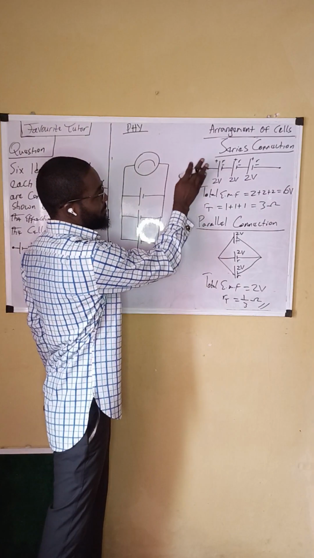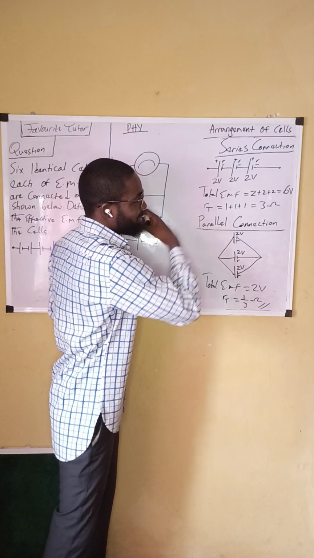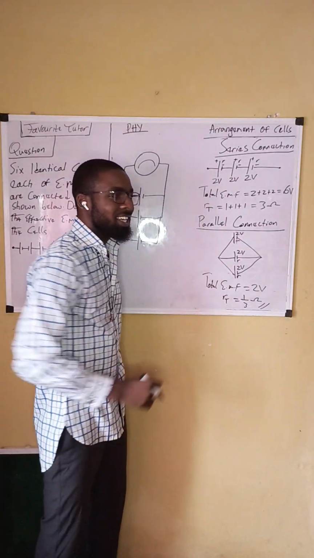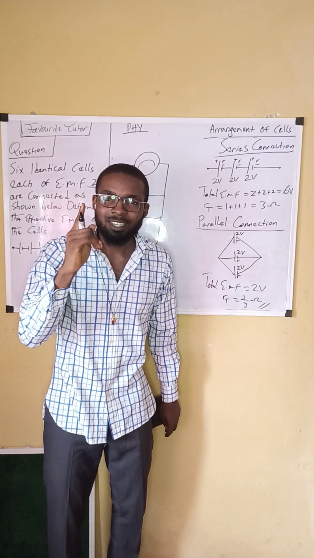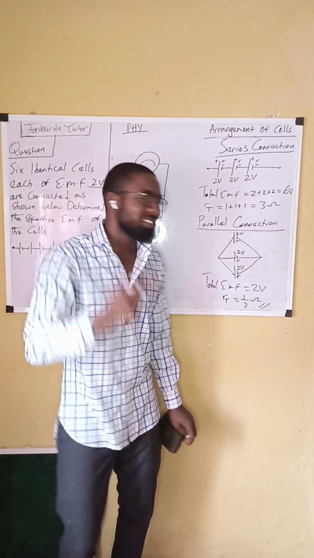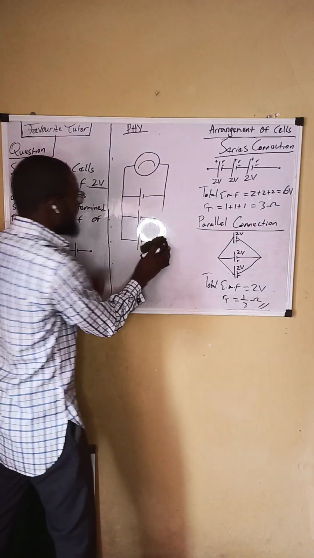For total EMF for cells connected in series, we just add them together. Total EMF of cells in parallel is just the voltage of one of the cells, the voltage of a single cell. Thank you for that. Take note of it, please.